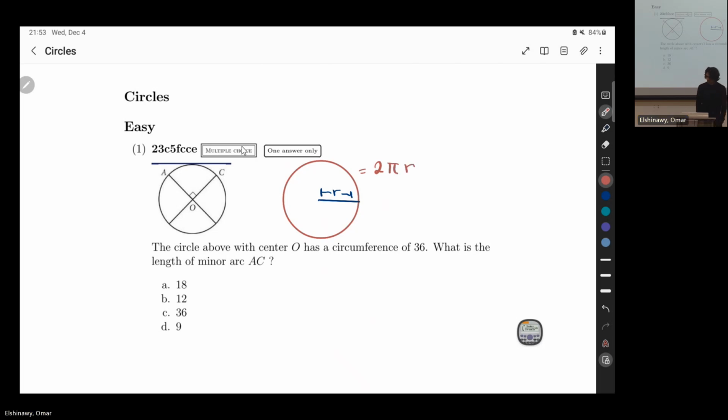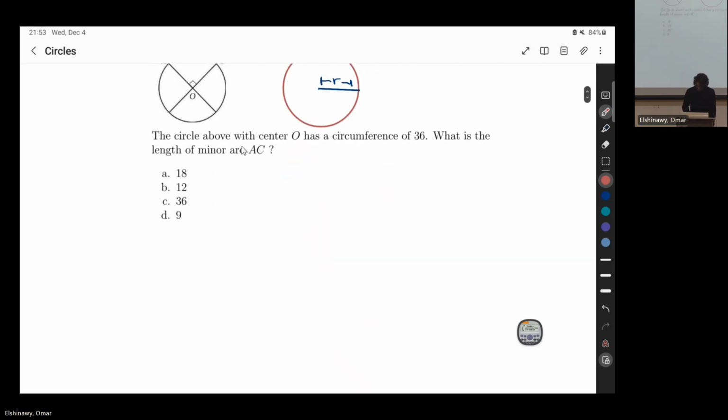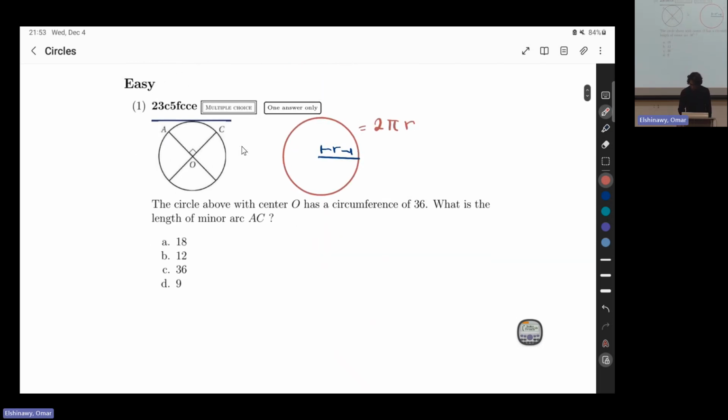Pi is an interesting constant. I think it's 3.14159265358979323846264338... Something like that. So this is the constant. Pi goes on forever, but it's still a finite number. It's weird. Infinity is weird. Anyway, we would like to find the length of the arc AC.